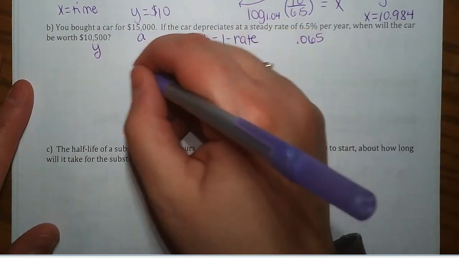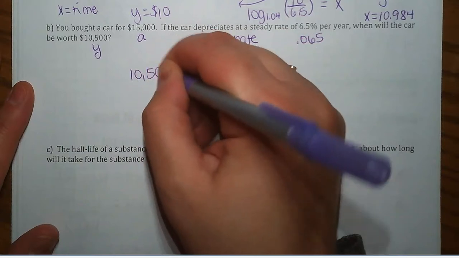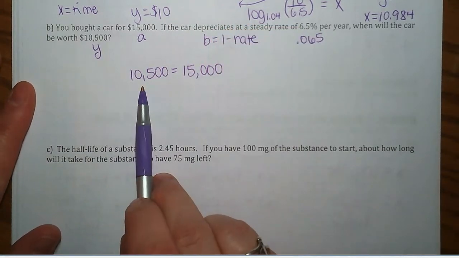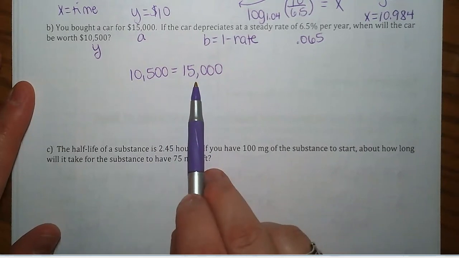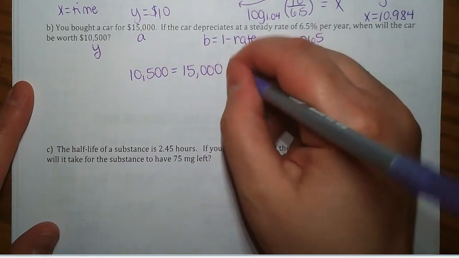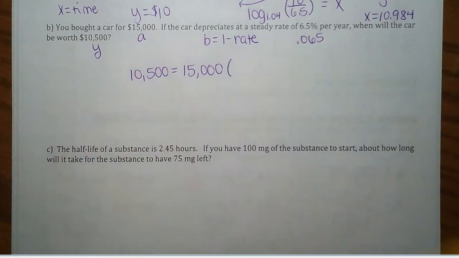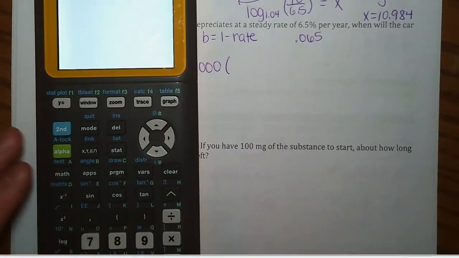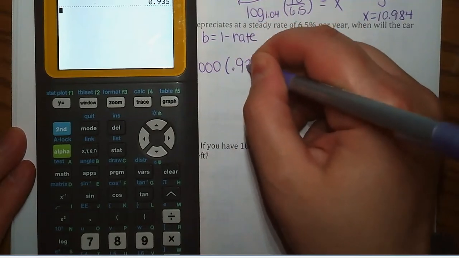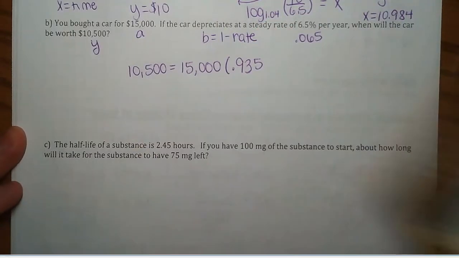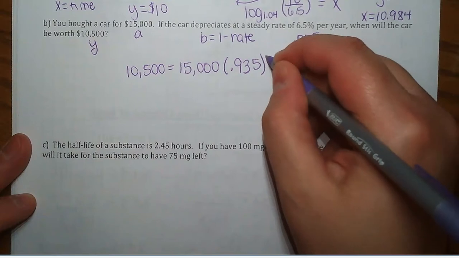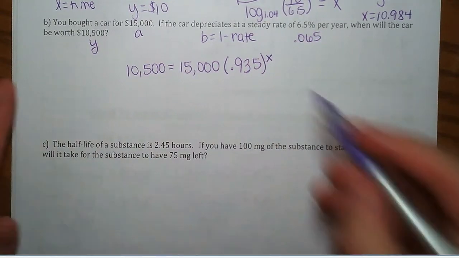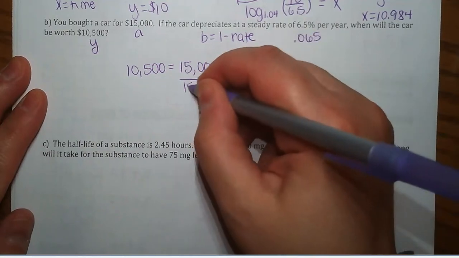So our general format, y equals ab to the x. I know what y is. I know what a is, so I'm going to sub those in. I want to know when the car is worth $10,500. I bought the car for $15,000. 1 minus the rate here. I'm just going to grab my calculator real quick for that. We're going to do 1 minus that 0.065. So the car holds about 93.5% of its value every year. And then your exponent, we're going to figure out how many years this is going to take. Now, again, don't multiply, you want to divide here.